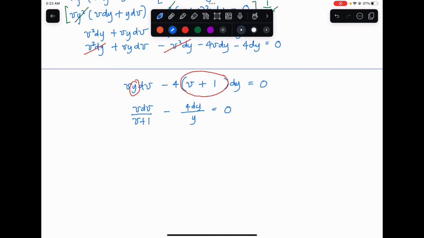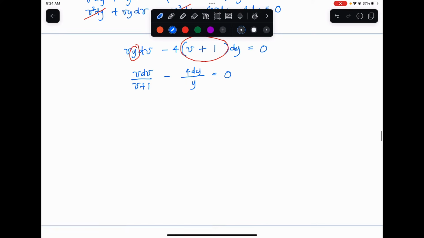So now that it is a separable equation, we integrate it. But then we have v dv over v plus 1. So how do we integrate this? This is an improper fraction, so we can divide. But if you don't want to divide, we can make this one as the same as v plus 1 minus 1. Okay? So 1 minus 1 would be 0. So that is over v plus 1 dv, then minus 4 dy over y is equal to 0.